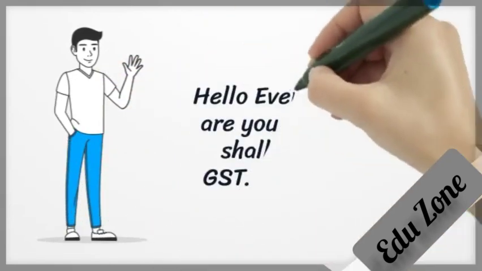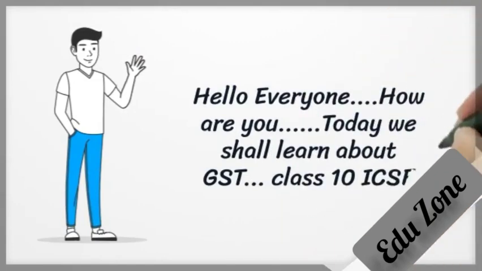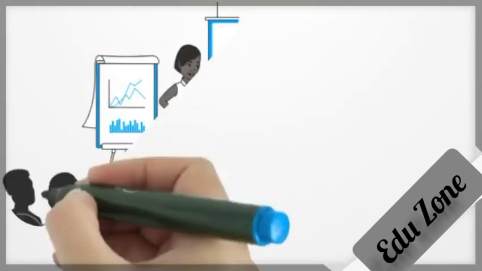Today we'll discuss the topic GST, which is the first chapter in your ICSE Concise Selina Publications Mathematics Class 10th book. When you think about GST, the first thing that comes to your mind is tax, since GST is also the Goods and Services Tax.